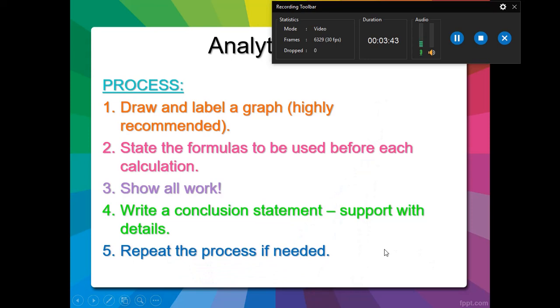And then we're going to repeat the process if needed. So if that was just part A, we now need to move to part B. So again, we would state the formula we're going to use, show all of our work, and then write another conclusion. If you pick wisely, sometimes the work that you show in the first part can be used in the second part. So we want to think smarter here so we can work smarter.